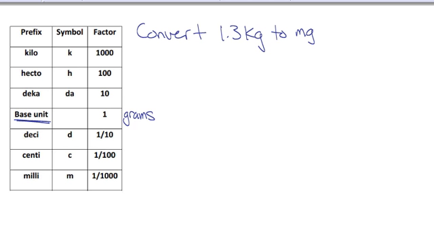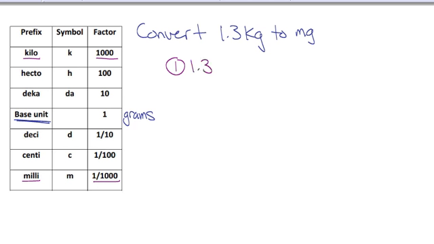So what we're going to do is use grams as an intermediate step, because we know with this table we can convert kilograms to grams using the factor right here, and we know we can convert milligrams to grams, or grams to milligrams, using that conversion factor there. So it's a two-step problem.